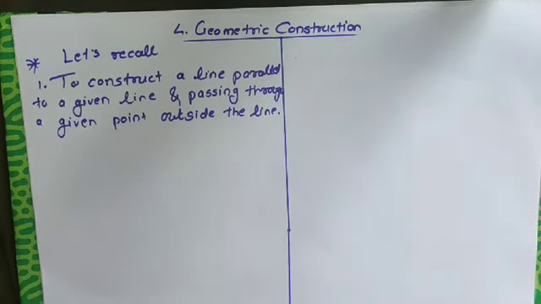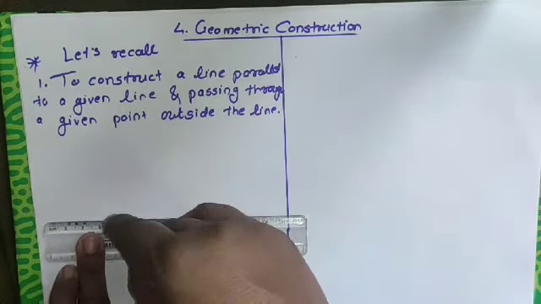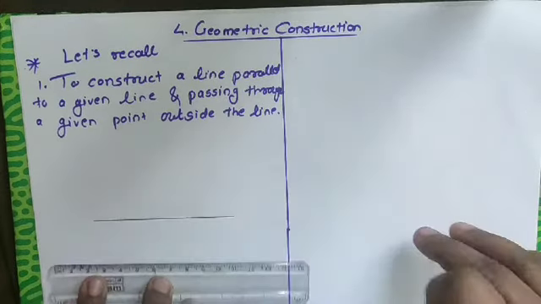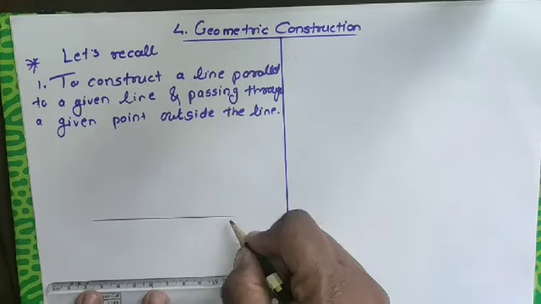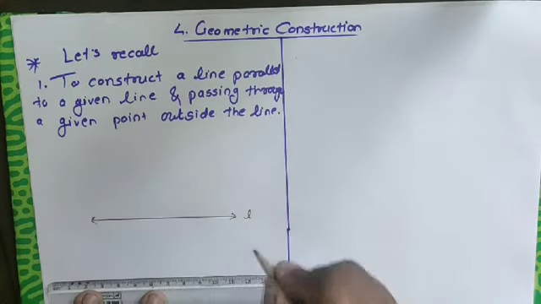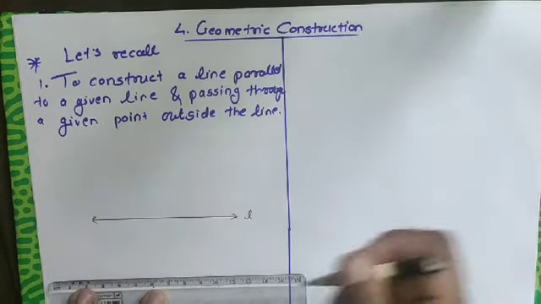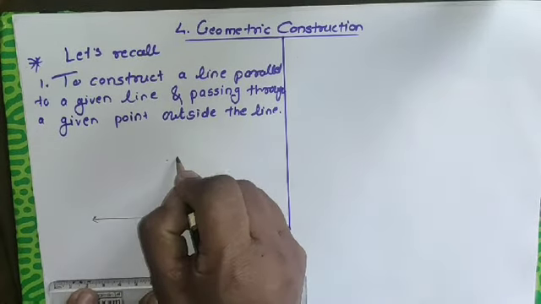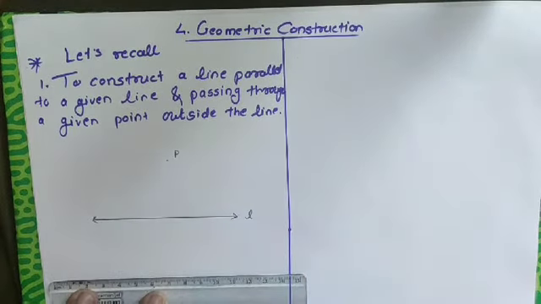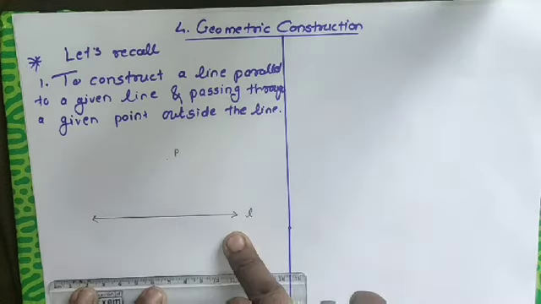We'll draw here one line. So this is my line, this is my line L. Here I will draw one point. Suppose this is point P. Now I have to draw the line which is passing through point P and is parallel to line L.